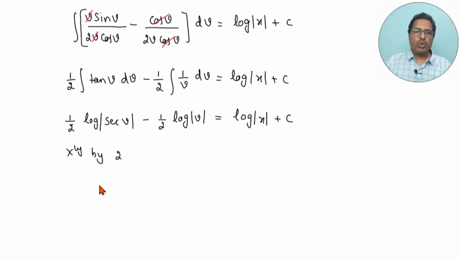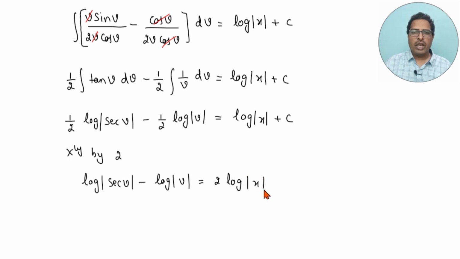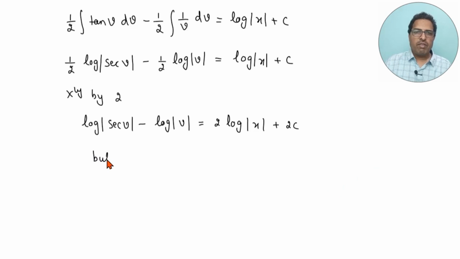So multiply the entire expression by 2. So this 2 and 2 will get cancelled, we are left out with log of mod secant of v, again multiply this by 2, 2 and 2 will get cancelled, we get log of mod of v, multiply this by 2, it becomes 2 times of log of mod x plus you are multiplying this by 2, so 2 times of c, but the value of v is nothing but y by x.